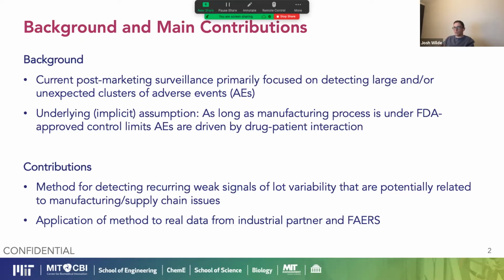these major issues. And so the underlying assumption here is that as long as a company's manufacturing process is operating under FDA approved control limits that are specified when a particular drug is granted FDA approval, then all of the adverse events or these side effects are driven by differences in drug-patient interaction.